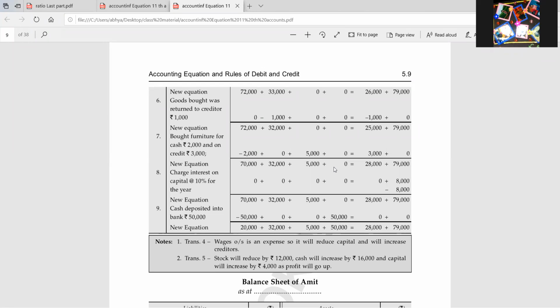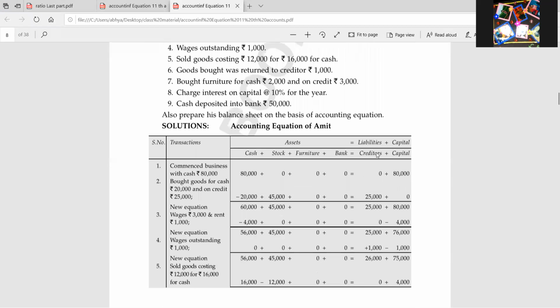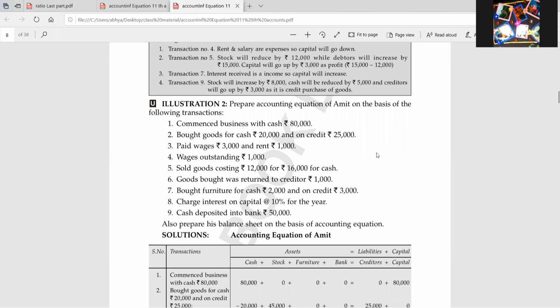So whenever this transaction is there in the question, charge interest on capital at the rate of, always the rate of interest will be given in the question. So you have to go back to the first transaction to check that interest is always provided on the opening capital. Opening capital means the capital which is invested in the business. So in this transaction, you can see that he has started business with 80,000. So what amount has he invested in the business? 80,000. And this 80,000 is his capital.